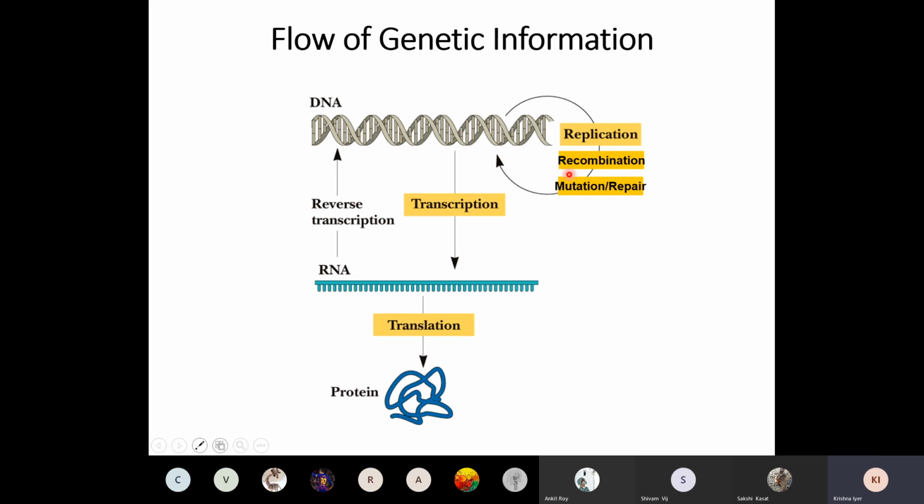So in the last few lectures we were looking at this part: replication, mutation, repair, recombination, and solid phase synthesis. Essentially that is DNA to DNA. Now we are going away from DNA to RNA and then RNA to protein. But since RNA is chemically very similar to DNA, we call this a transcription process, and going from RNA to protein a translation process. This is what we call the central dogma.